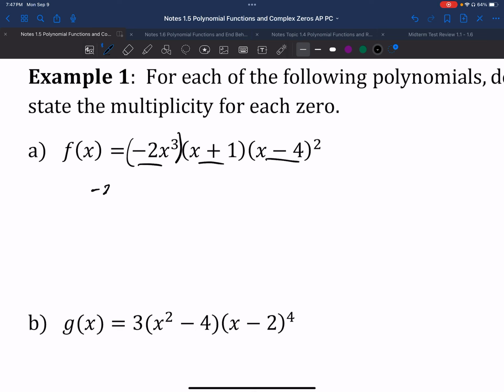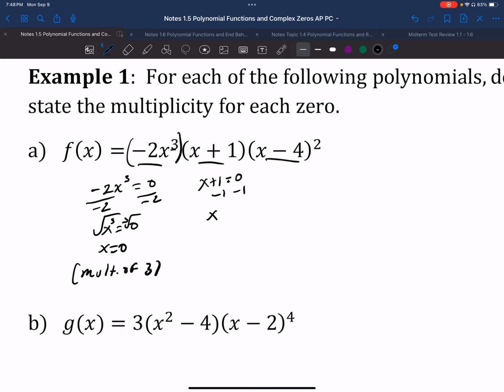For the first one, I can do -2 times x cubed equals 0, divide both sides by -2, so I get x equals 0, or x cubed equals 0, take the cube root of both sides. I do get x equals 0 as my first one. Again, looking at the degree of my power, I have a degree of 3, so I'm going to say x equals 0 with multiplicity of 3. For the second one, I have x plus 1 equals 0. Subtract 1 from both sides, I get x equals -1. Again, I have a degree of 1, so I can write multiplicity of 1. If you don't want to write it, you don't have to, because like I said, it's already implied that it's 1.